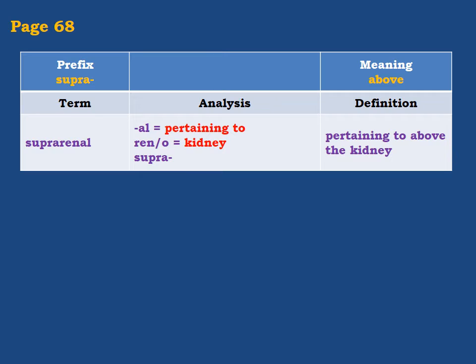The next prefix we have is supra. Supra means above. The term we have here is suprarenal. AL, pertaining to. Ren means kidney, and supra means above. So pertaining to above the kidney.